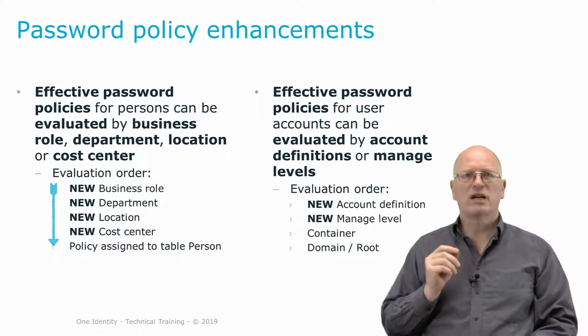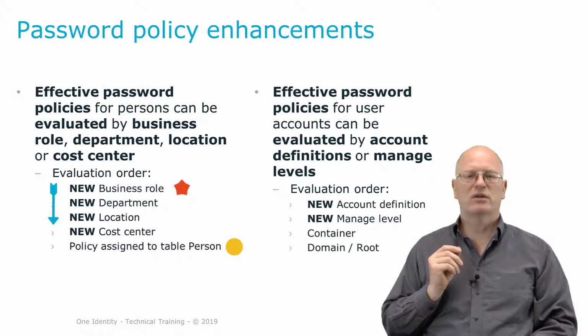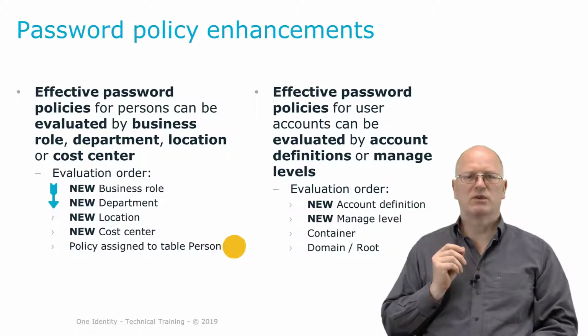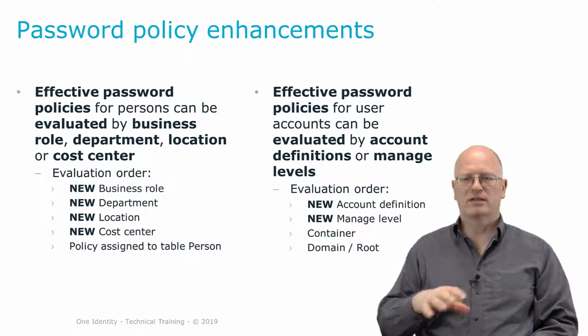In this order, a password policy will be searched, and if the first password policy is located, this policy is taken. That means if you assign one to the business role and one to the person table, the business role policy will be used. If the business role policy is not available, then the person policy will be used. At the end, with that, we allow much more granular assignment of these password policies.